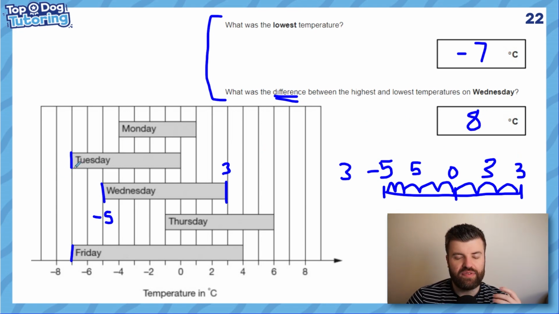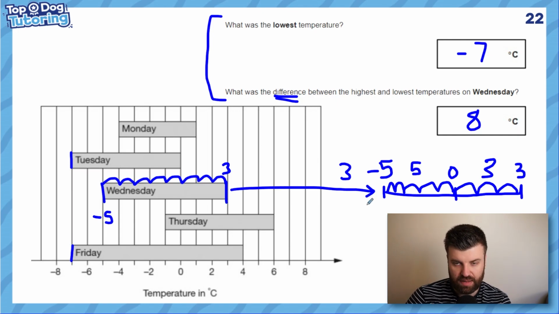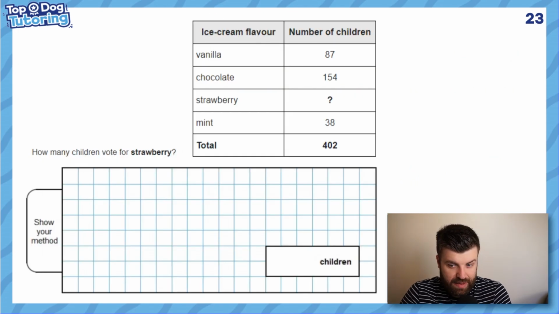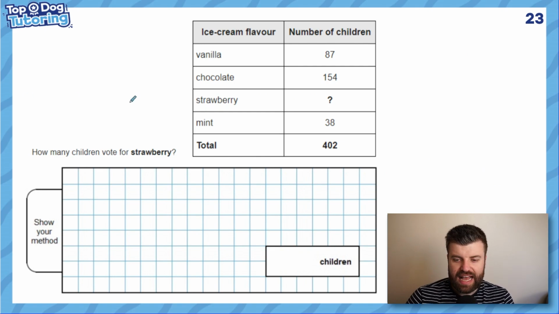Another way we could work this out if we wanted to look at the bar chart instead is to know that each one of these jumps is 1. 1, 2, 3, 4, 5, 6, 7, 8. That's it. It's as simple as that. All I've done really is draw this number line over here. It's the same answer.